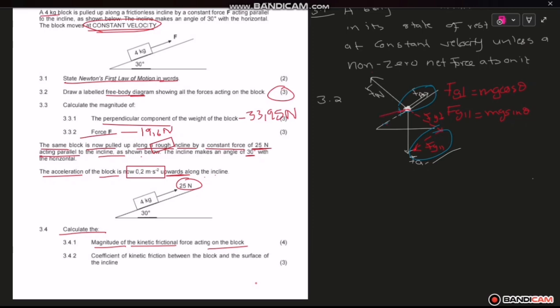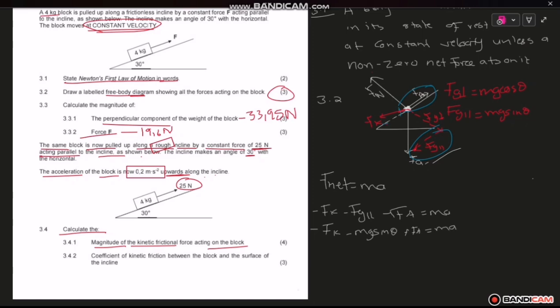They want the value of Fk. We can use F net equals ma. It's no longer 0, because it is now moving. They gave us the acceleration, right? Minus Fk minus Fg parallel plus Fa equals ma. It is the same object, it's just that it is moving now. Minus Fk, what is the value of Fg parallel? It's mg sine theta, plus Fa equals ma.